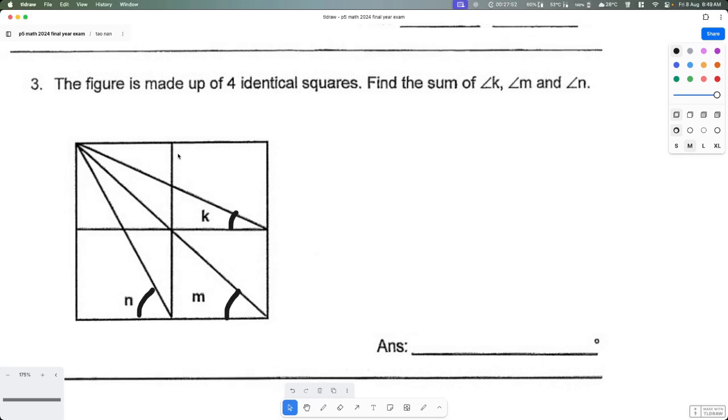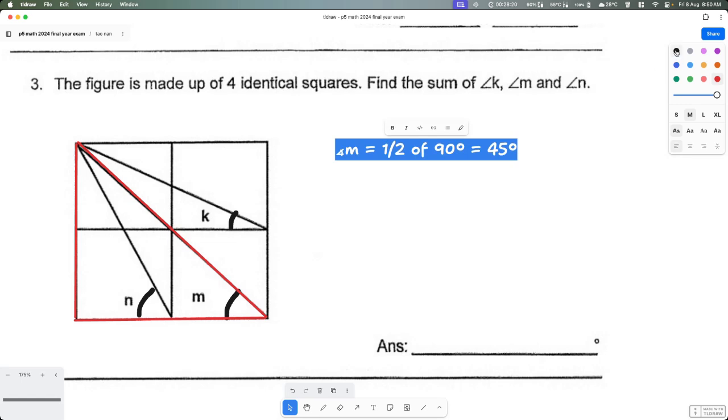So first I want to mark the obvious one. We have M, I'm going to make this red. M is essentially half of a square, so it's half of a 90-degree angle. Angle M is basically half of 90 degrees, and this will give us 45 degrees.